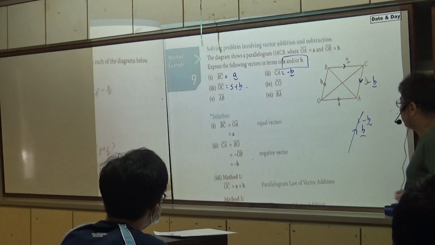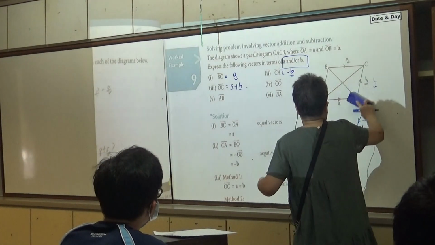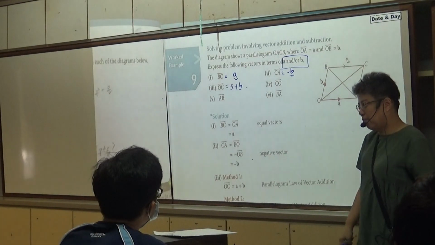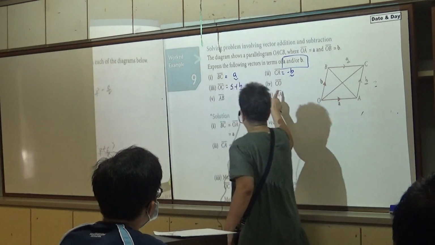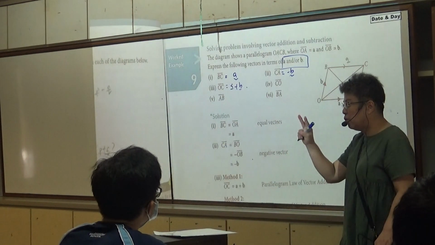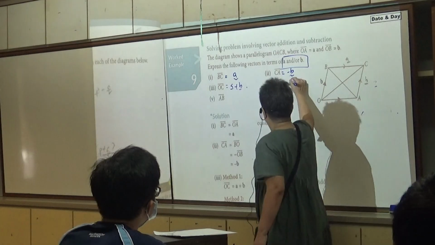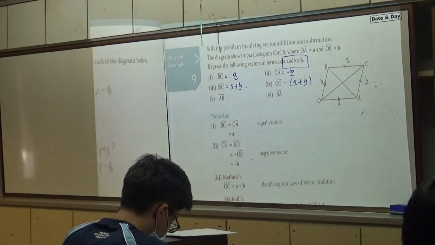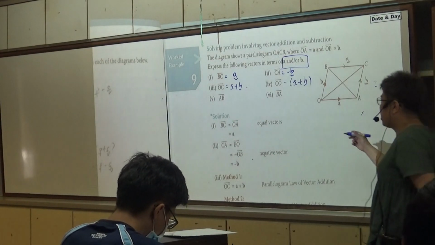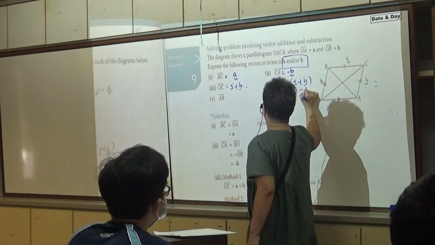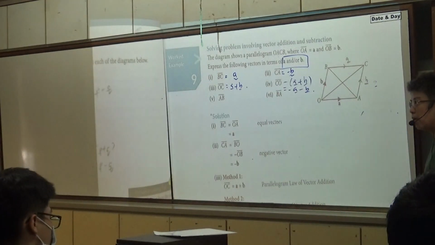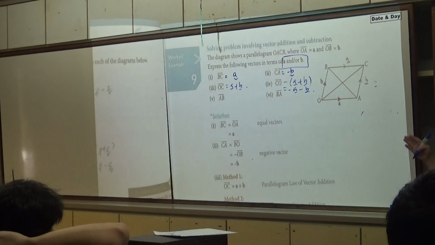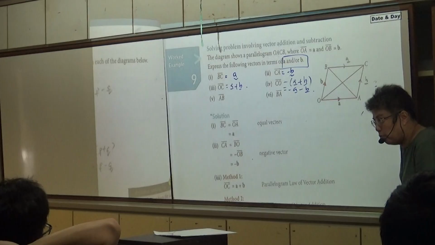Okay, next, I'm going to clean off this part already. They want to find CO. Now, I know OC. How to find CO? CO is the other way around, right? Minus. So I will have minus (A plus B), right? Can you see it? So if I open up the bracket, what will you give me? Minus A minus B. Everybody clear? So we do it systematically. You don't rush, because when you rush, the first part is wrong, subsequent parts will also be wrong.